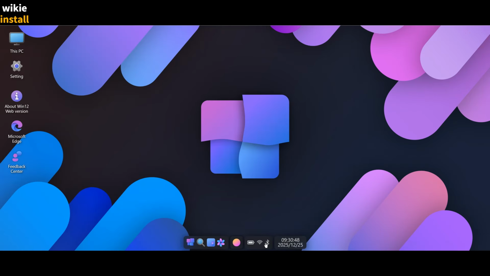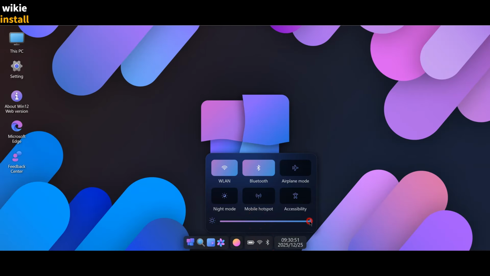If you want this level of customization on a real operating system, Linux is the only answer.